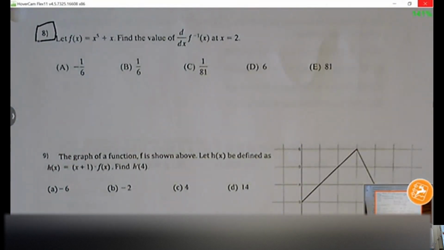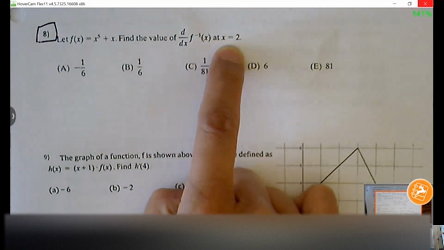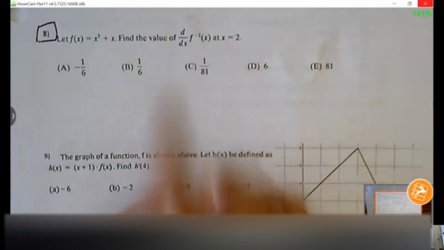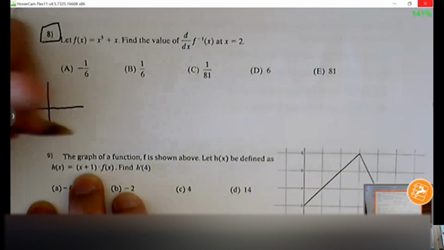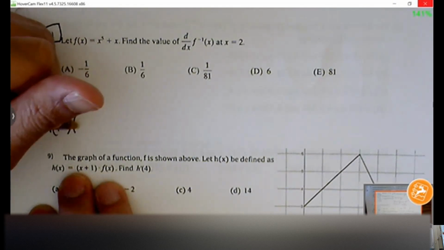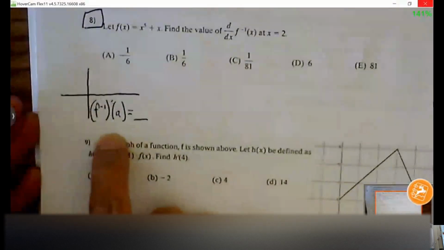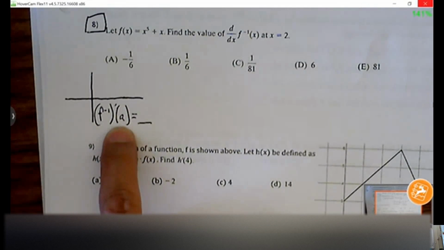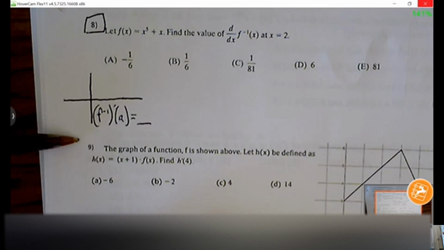Okay, let f of x equal x to the 5th plus x. Find the derivative of the inverse of f of x at x equals 2. So we know that it's always going to follow this pattern where if I want to find the derivative of inverse at a point, I'm always going to identify what I'm looking for, and then I'm just going to work my way around this chart. And by the time I circle all the way around, I would have gathered enough information to fill out what that value is.